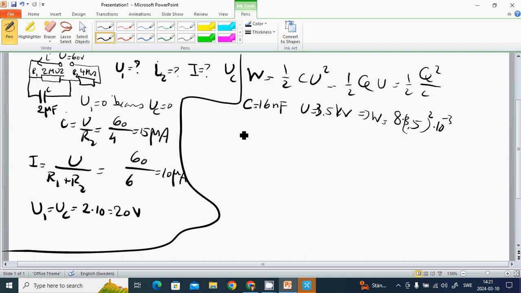We have a maximum W of 100 millijoule, and a capacitance C of 12 microfarad. We want to know what is the maximum voltage U over the capacitance. U equals the square root of 2W divided by C. We put in this value and find it.